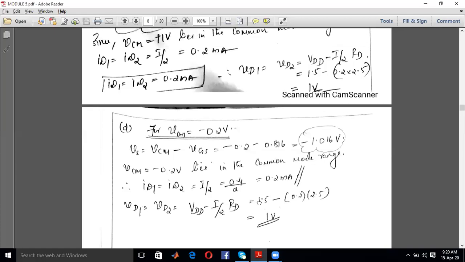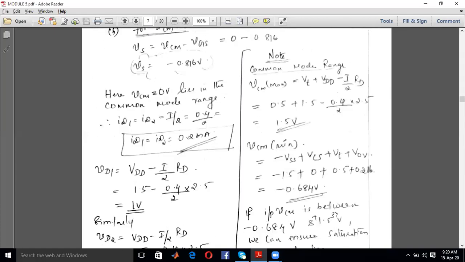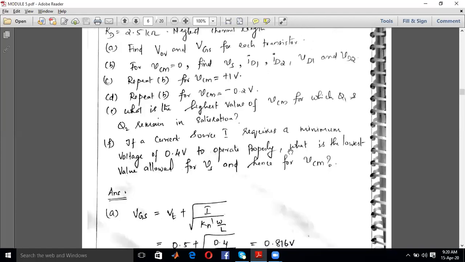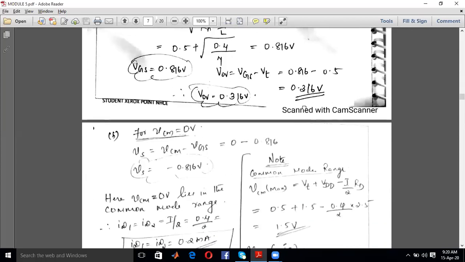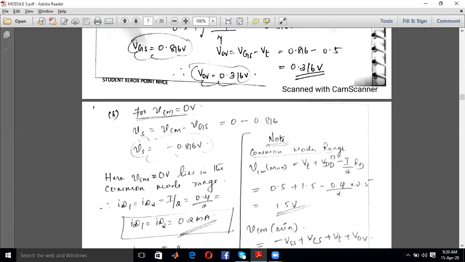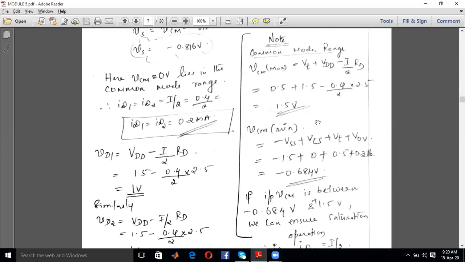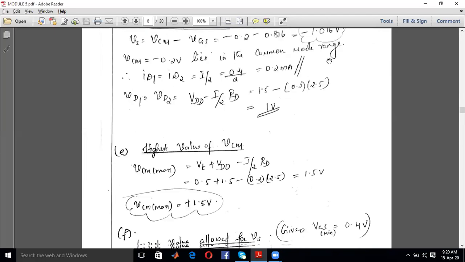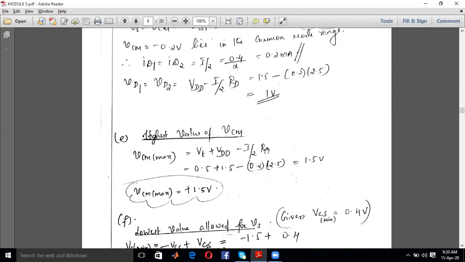Now coming to the E part of the question, that is the fifth sub question. What is this actually? What is the highest value of VCM? Highest value of VCM means you have to find VCM max. Already we have found it in the second part itself, so you can copy this particular answer. The answer is 1.5. Is there any change? VCM max is VT plus VDD minus I by 2 RD. So there is no change. That is nothing but your maximum value. So that particular answer you will get in the fifth portion.